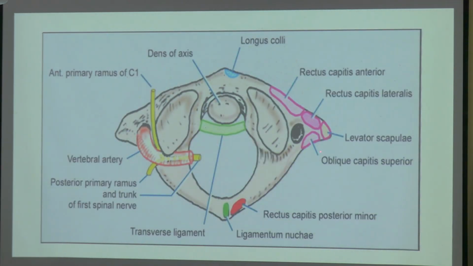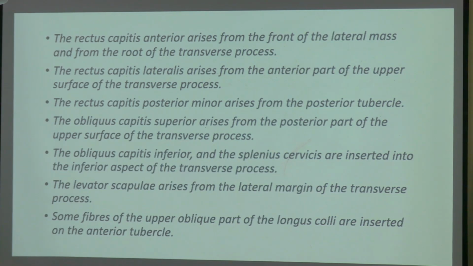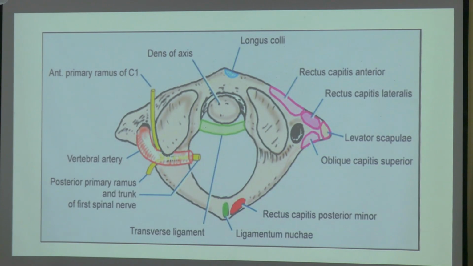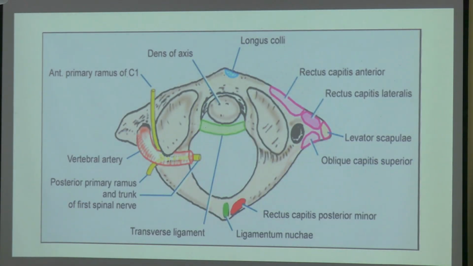See, obliquus capitis superior arises from the posterior part of the upper surface of the transverse process. This is the upper surface, posteriorly present. But the inferior muscles, the obliquus capitis inferior and the spinalis cervicis, are inserted into the inferior aspect of the transverse process. That will not be seen in this picture because they are present inferiorly. Obliquus capitis superior is superiorly and inferior is inferiorly.